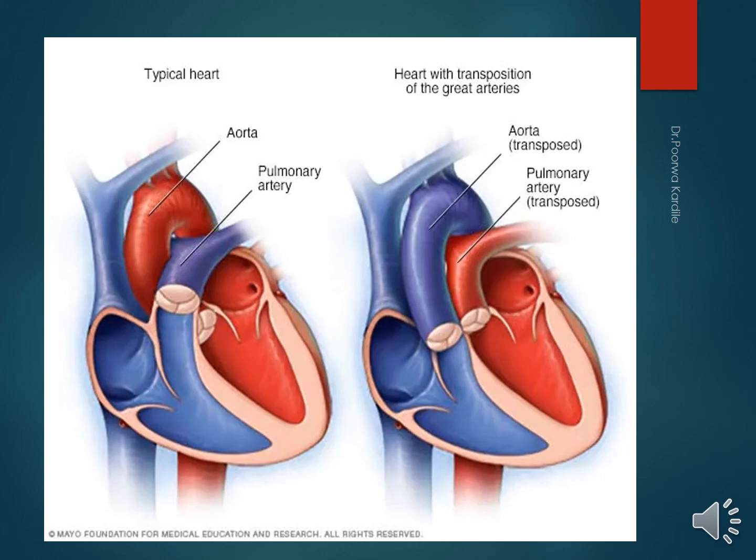So here there needs to be some place in the circulation where oxygen-rich and oxygen-poor blood mix, otherwise the organs of the body will not get the required amount of oxygen. It may also be associated with atrial septal defect or patent ductus arteriosus, and it is diagnosed in the fetus through fetal ultrasound or fetal echocardiography. After birth, within a few hours or few days of life, there will be cyanosis and low oxygen level.